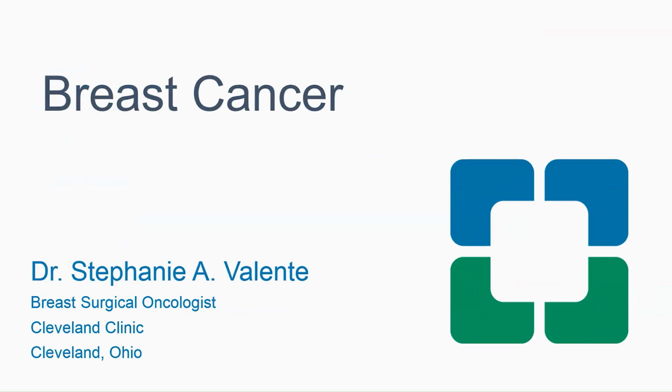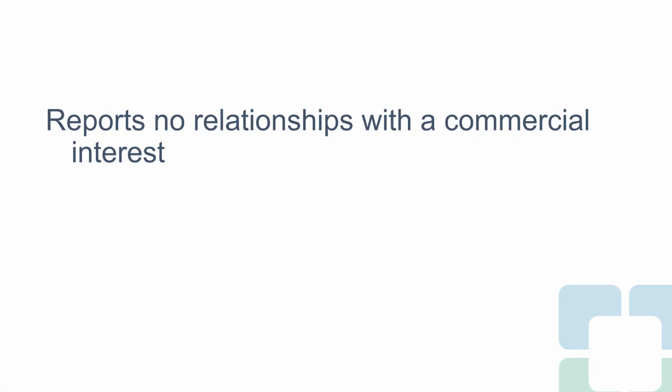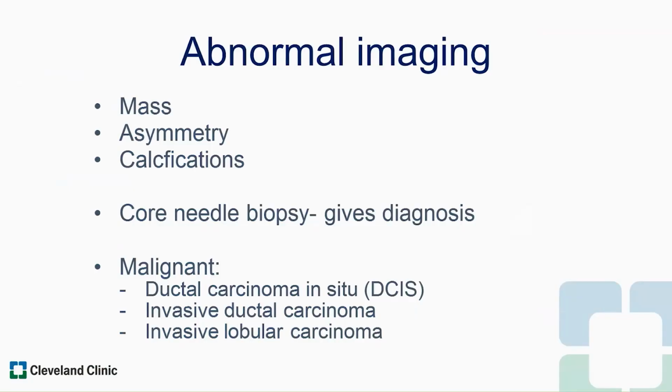I will be talking about breast cancer. So, breast cancer can present in a lot of different ways. And what you're going to find out is that you're going to get abnormal mammograms. So, a mass, asymmetry, calcifications. The core needle biopsy that's performed for any of the above is going to give the diagnosis of breast cancer.